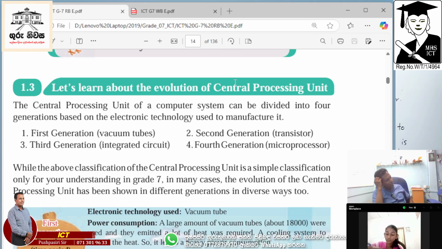Okay, so under that you can write down... Sir, should we write the things inside the brackets too? No, I will just give one sentence, then you can write it down. Okay, write down one sentence under evolution of CPU. We can categorize.